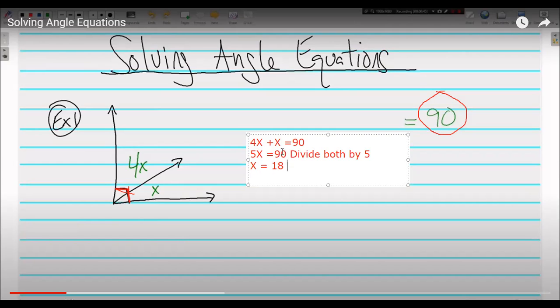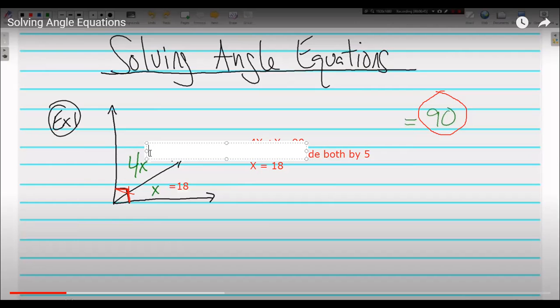We will take it and go back to the equation, to the angle, sorry. Instead of x, we will replace x and put 18. And we will go up. Instead of 4x, it will be 4 times 18, because we found the value of x equal to 18. Then 4 times 18 equals how many? 72.